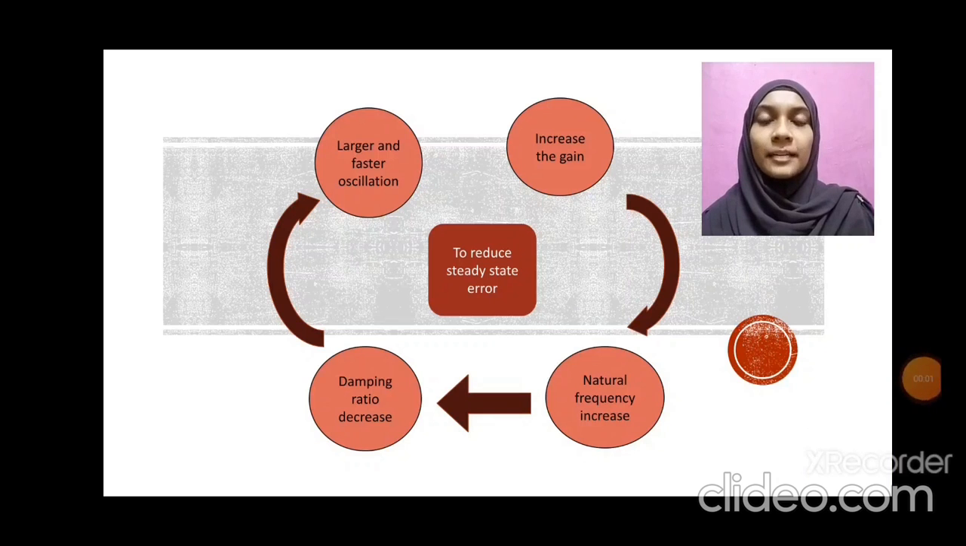Hi, I am Anis Nabila Abdul Rahman. I'll present about reduce steady state error. To reduce steady state error, you must increase the gain. When you increase the gain, the natural frequency increase while damping ratio decrease, which will result in larger and faster oscillation.